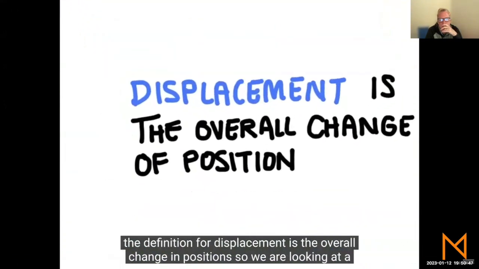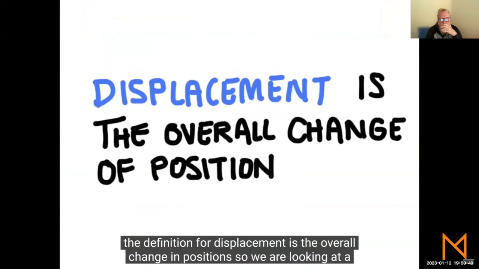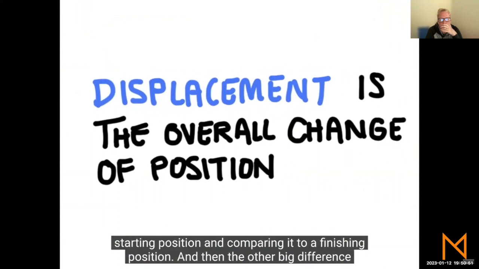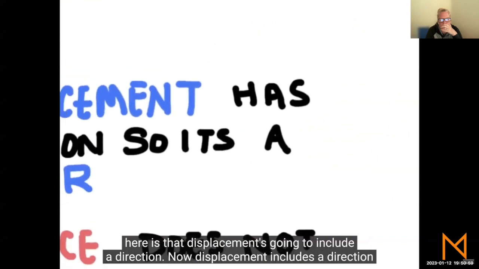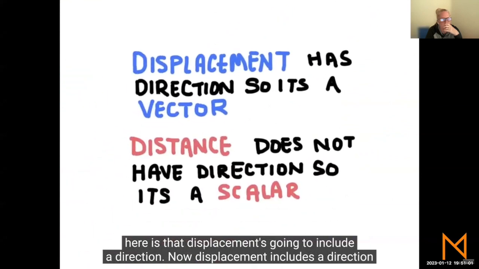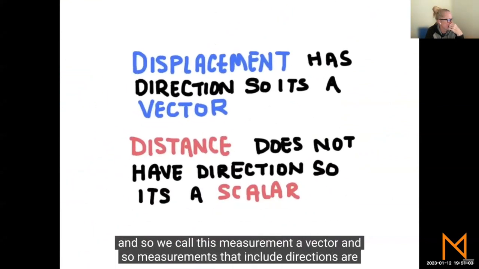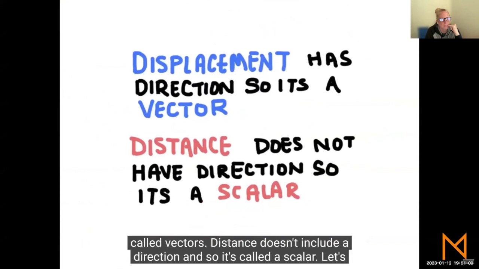Now the definition for displacement is the overall change in position. So we're looking at a starting position, comparing it to a finishing position. And then the other big difference here is that displacement is going to include a direction. Now displacement includes a direction, and so we call this measurement a vector. And so measurements that include directions are called vectors. Distance doesn't include a direction, and so it's called a scalar.